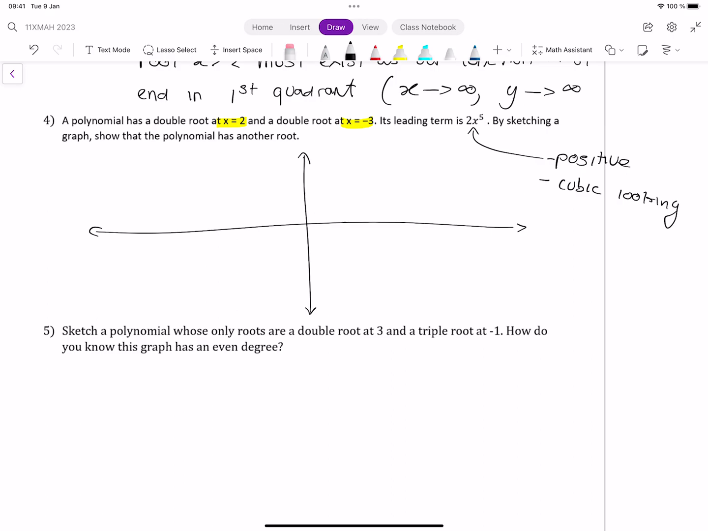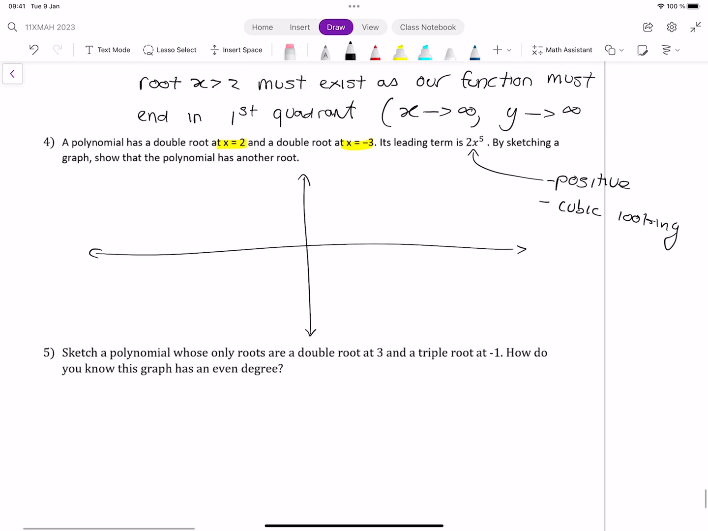Oh, this is the same as before. Sorry, this is the same question. A double root at 2 and 1 at -3, so we know it has to go like this, and then like this, and then like this, and like this, but then it has to go up like that. That's just the same as before.